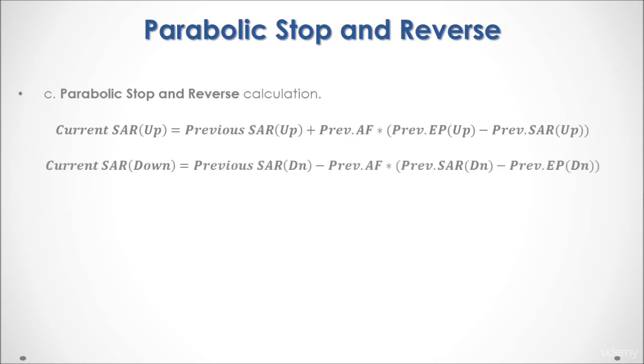Current parabolic stop and reverse in the downtrend is equal to the previous parabolic stop and reverse in the downtrend minus the previous acceleration factor multiplied by the difference between the previous parabolic stop and reverse in the downtrend minus the previous extreme point in the downtrend.